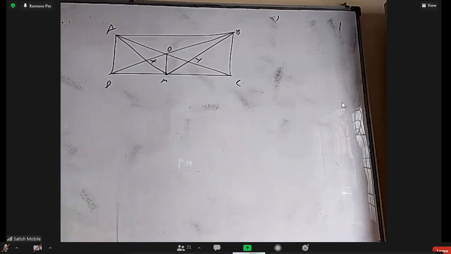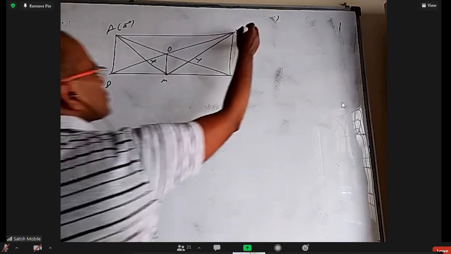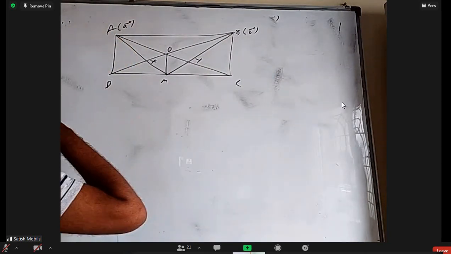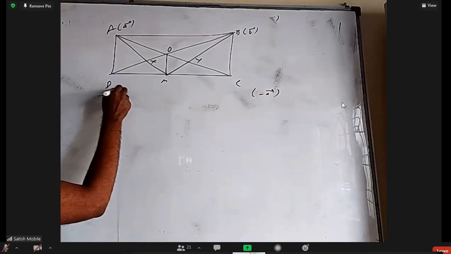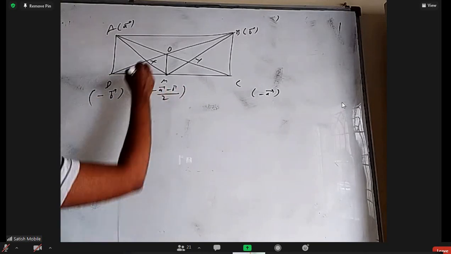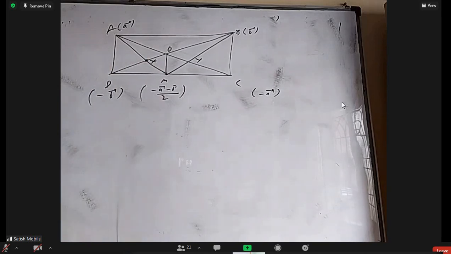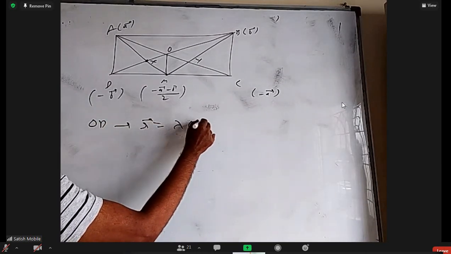In terms of vectors, if I take this position vector as A bar, this position vector as B bar, this will be minus A bar, this will be minus B bar, this will be minus A bar minus B bar by 2. What about this? This should be a multiple of B bar, lambda B bar. So the OD equation is R bar equal to some lambda into B bar.